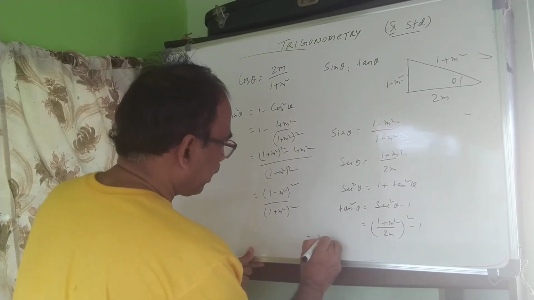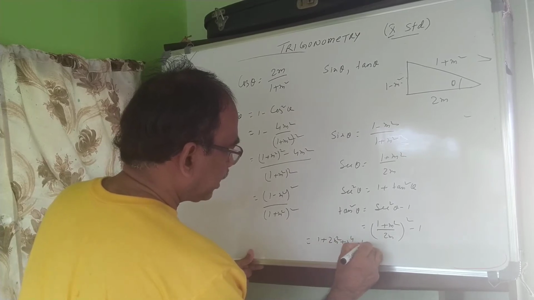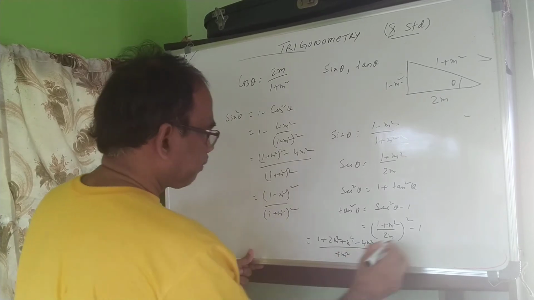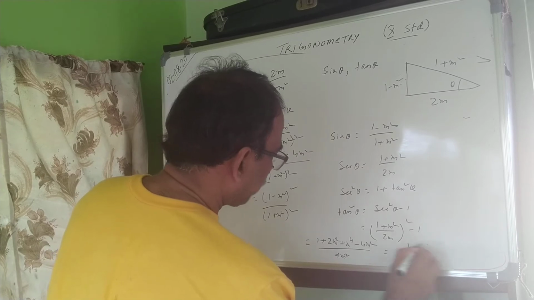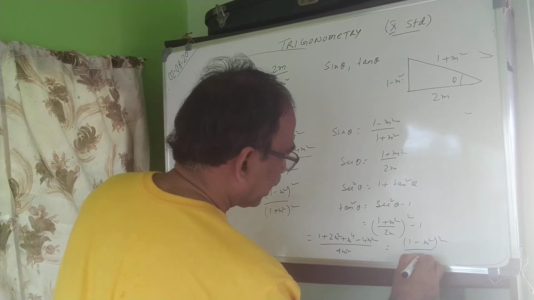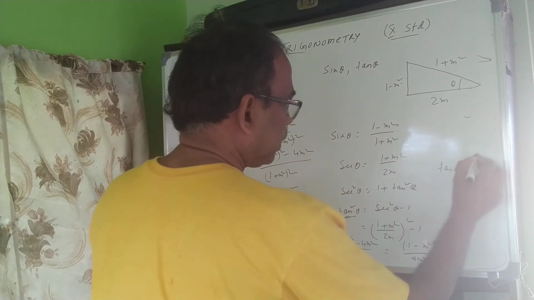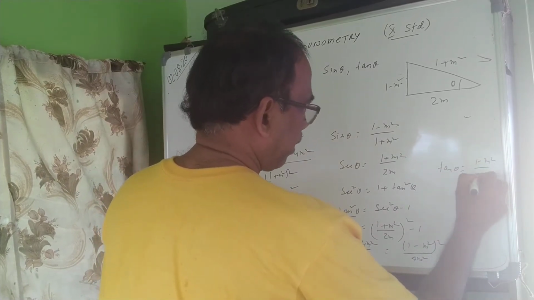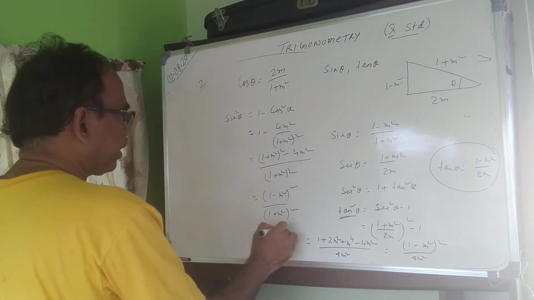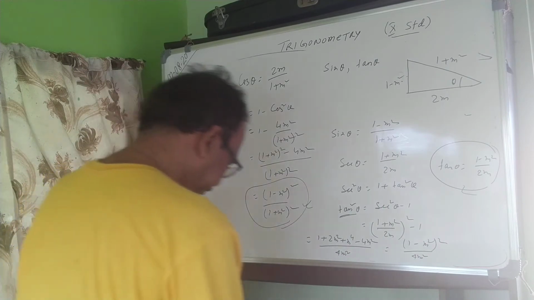That is 1 plus 2m square plus m to the power 4 minus 4m square by 4m square, that is 1 minus m square whole square by 4m square. Then tan square value is this. Then tan theta equals the square root of this, that is 1 minus m square by 2m. So using the trigonometric formula you got this, and using the triangle formula you can get it directly.